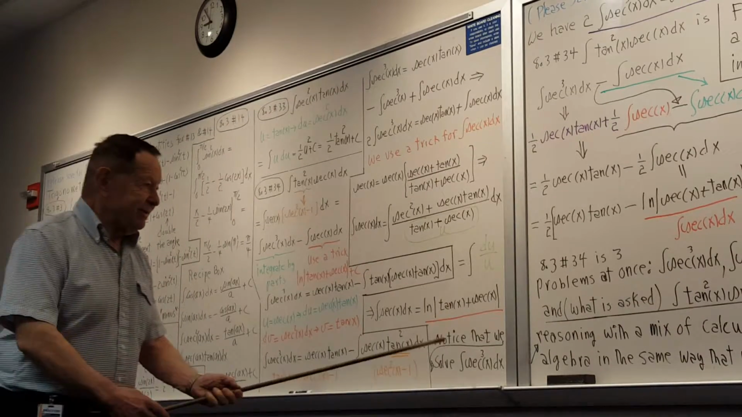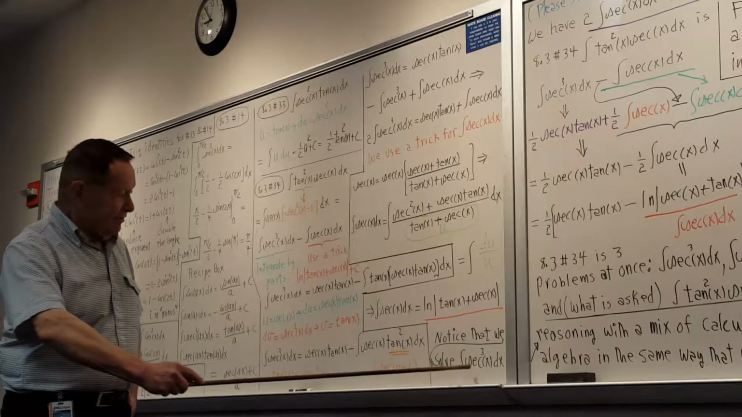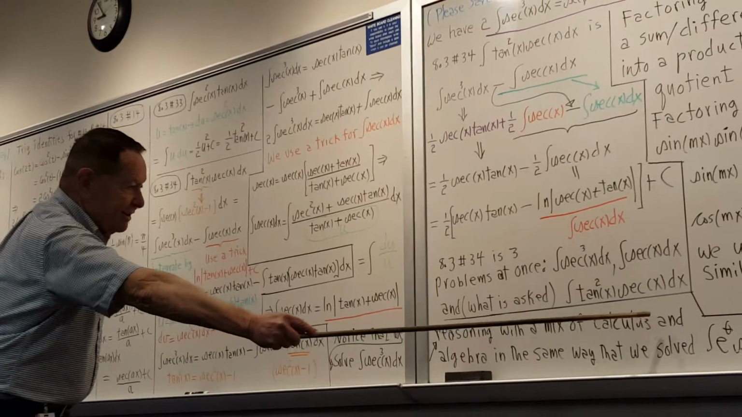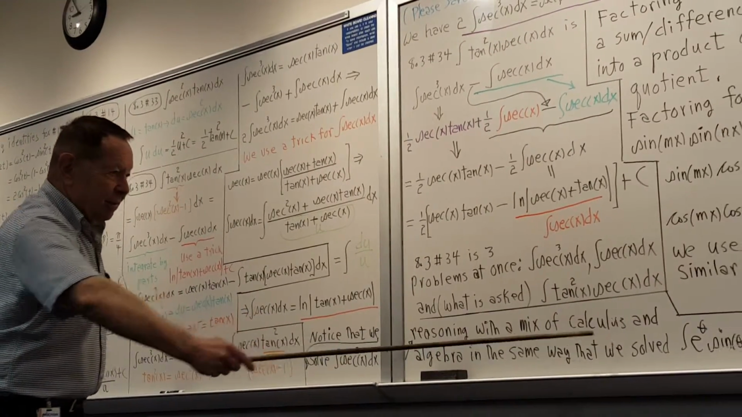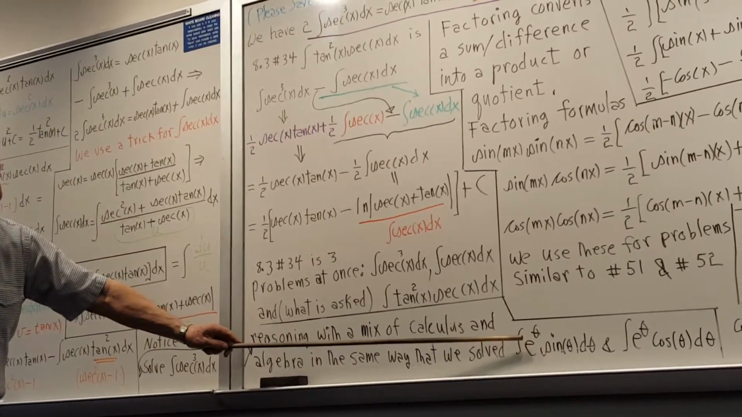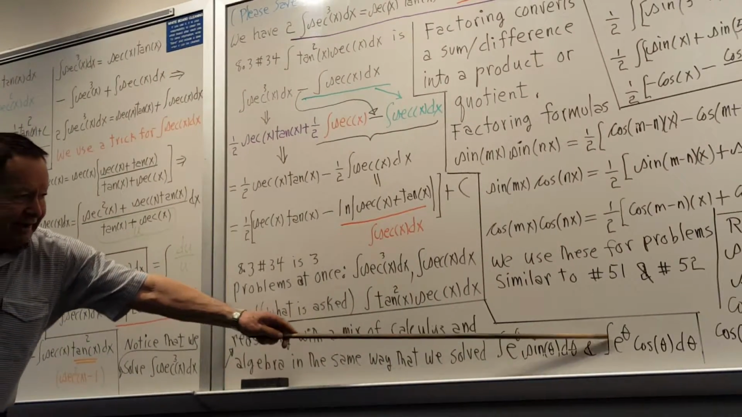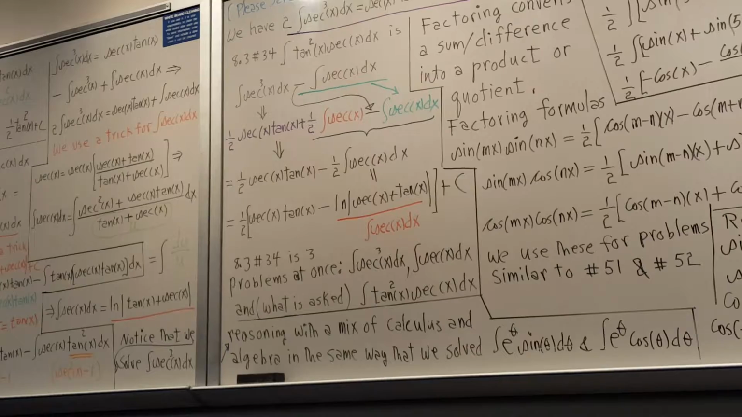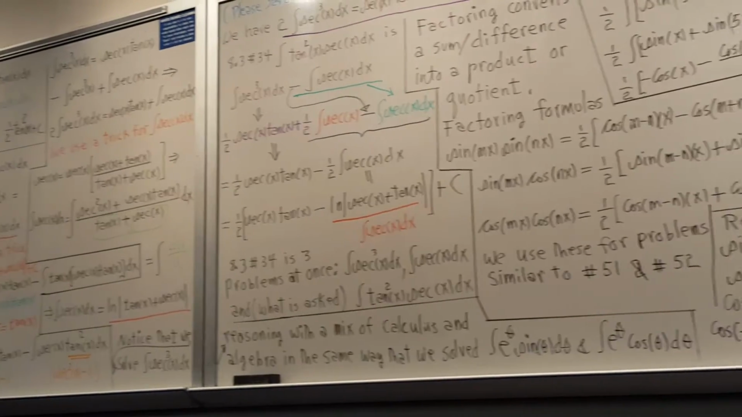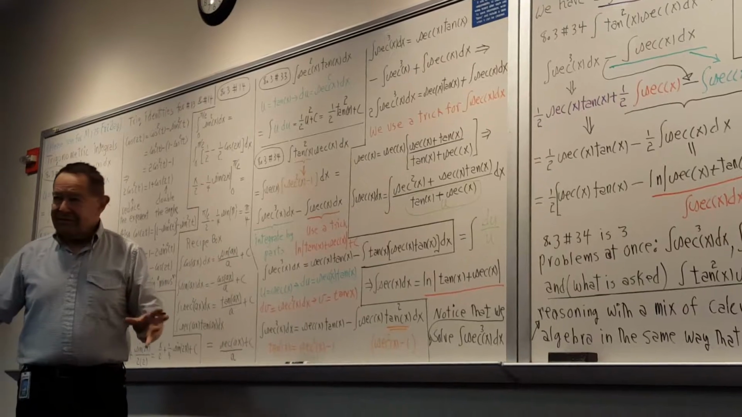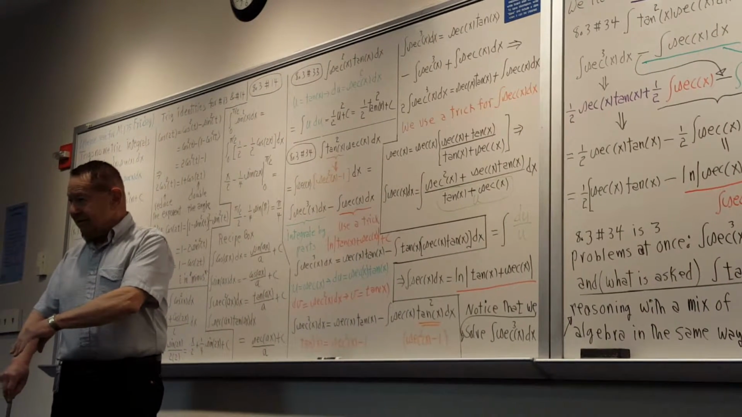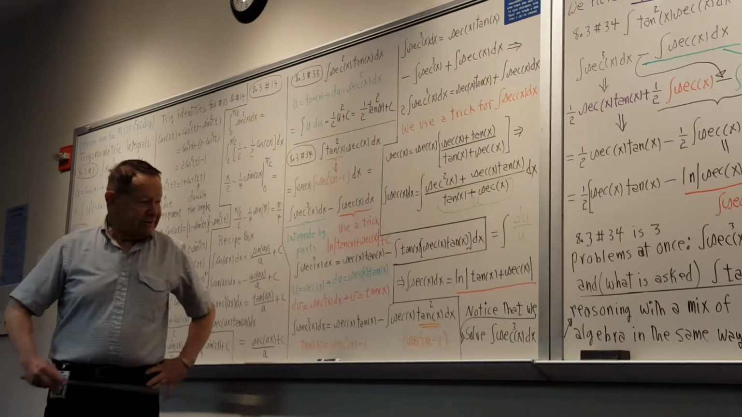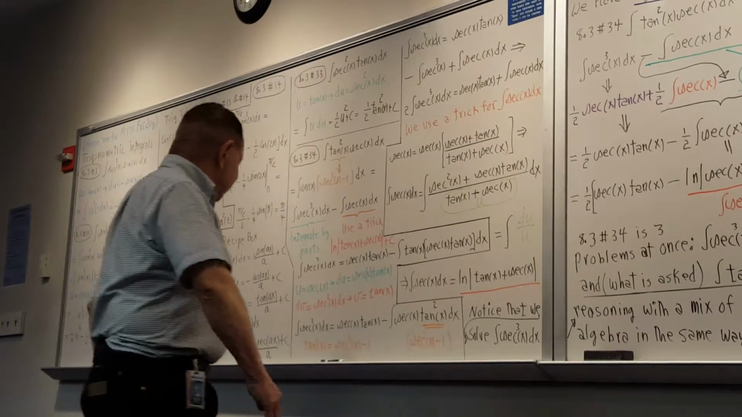I pointed this out here, that notice that we solve the secant cubed integral with a mix of calculus and algebra, in the same way that yesterday we solved e to the theta sine theta and e to the theta cosine theta by doing integration by parts twice and then getting an equation where the integral we wanted was on both sides of the equation, and then we could solve for it as an algebra problem. So that's what we're in the process of doing.